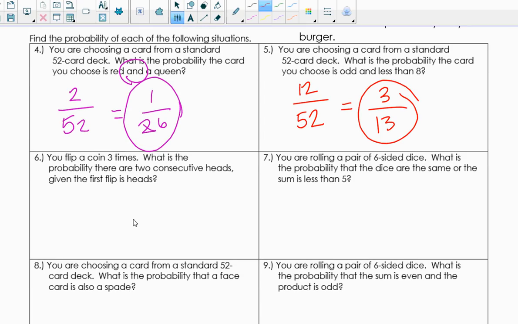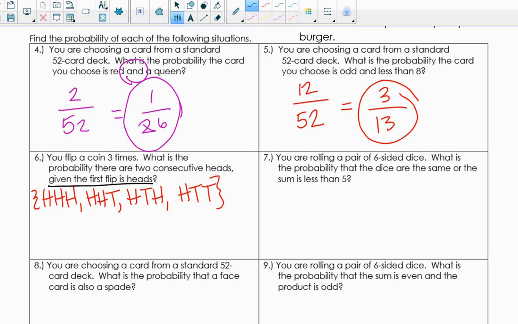Here you flip a coin 3 times. What's the probability that there are 2 consecutive heads given the first flip is heads? Okay, cool. So I'm only going to look at 1/2 of the typical coin flip chart that we make. So heads, heads, heads, heads, heads, tails, heads, tails, heads, and heads, tails, tails. I don't care about the ones that start with tails because it says given the first flip is heads. So I only care about those 4.